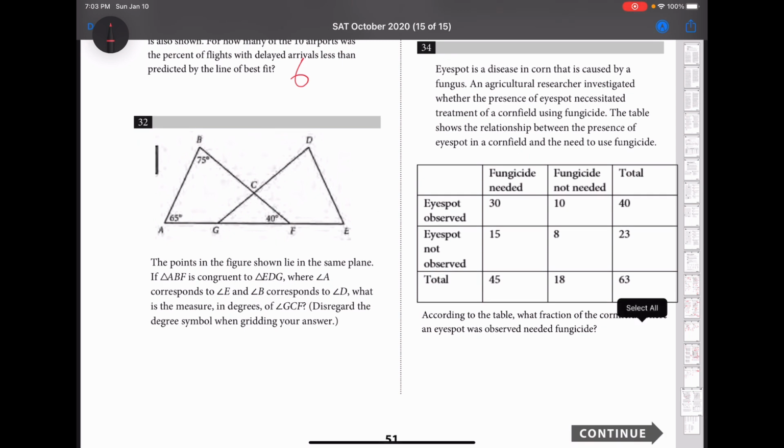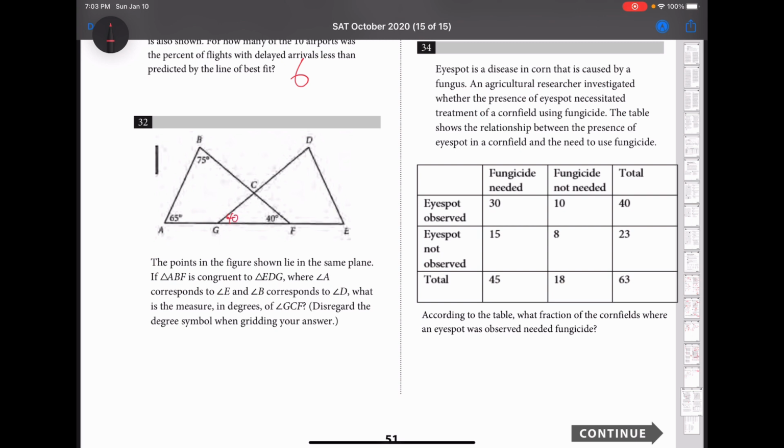32. The points in the figure below lie in the same plane. If triangle ABF is congruent to triangle EDG, where angle A corresponds to E and angle B corresponds to D, what is the measure in degrees of angle GCF? If they all correspond to each other, that means these two triangles ABF and EDG are congruent to each other.